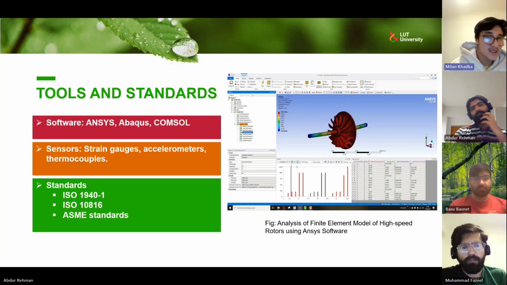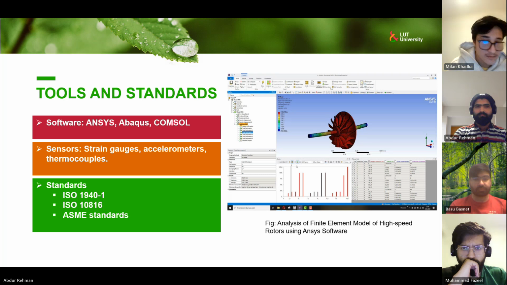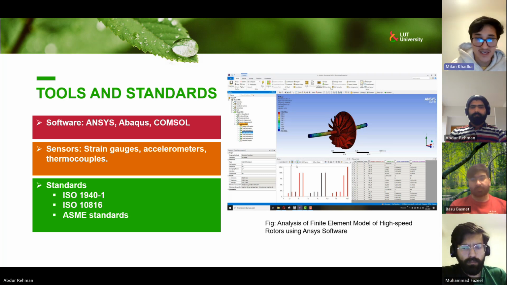For the implementation of all these techniques and methods, we need some advanced software and tools. For failure analysis of the rotors, we can use software like ANSYS, Abaqus, or COMSOL. Besides this, there are a few sensors that are also used for real-time data collection, for instance accelerometers, thermocouples, or strain gauges. These are the types of sensors used for the collection of data.